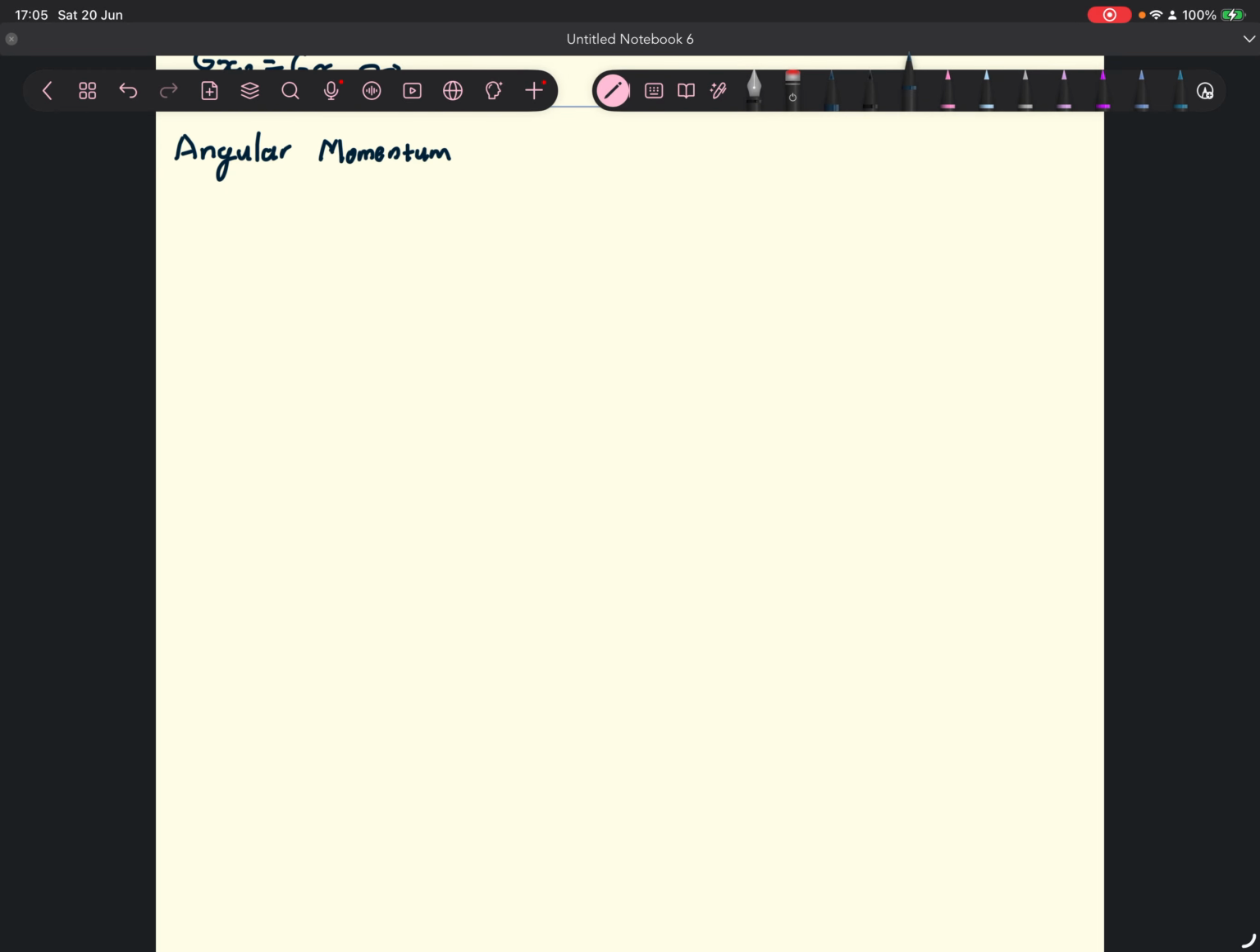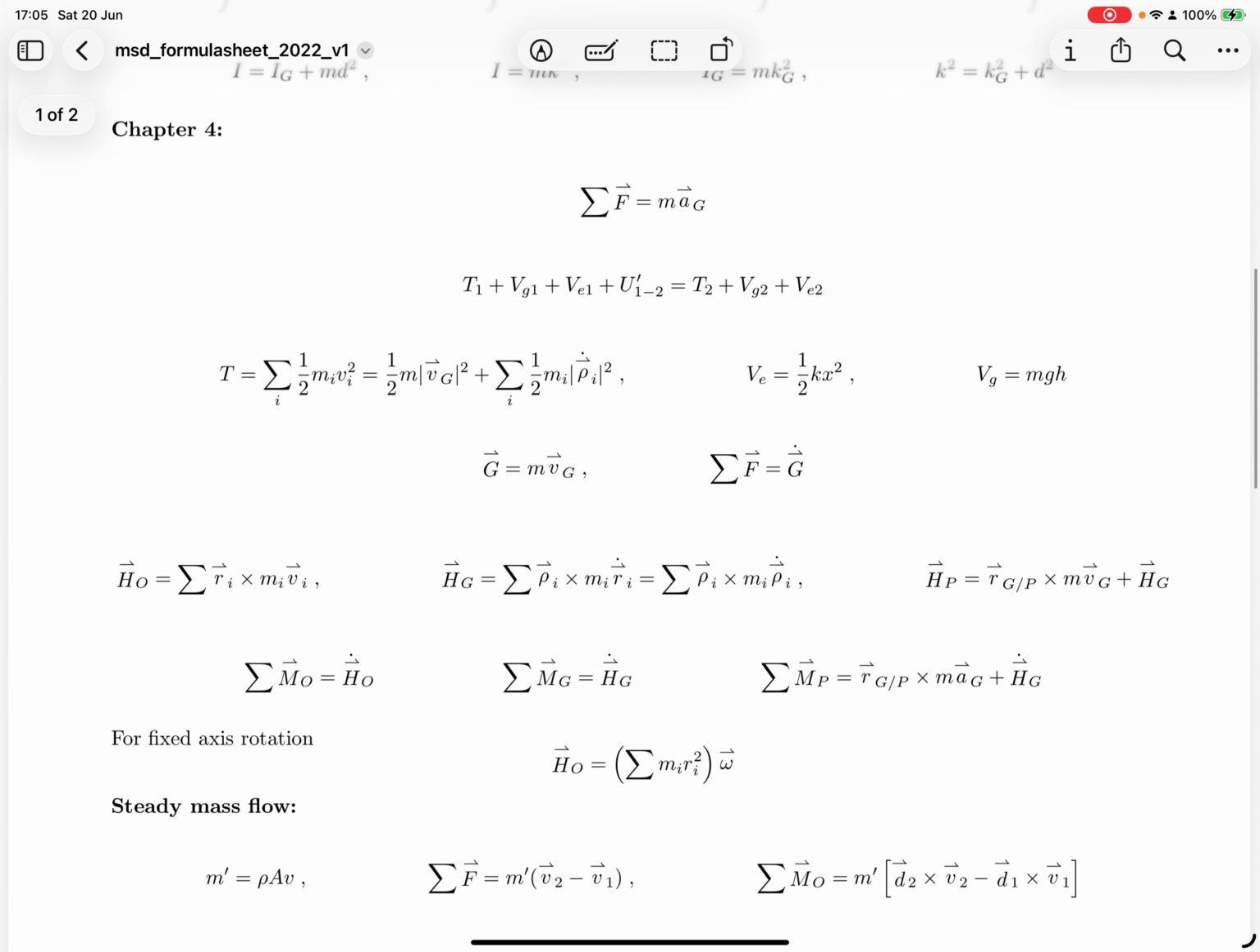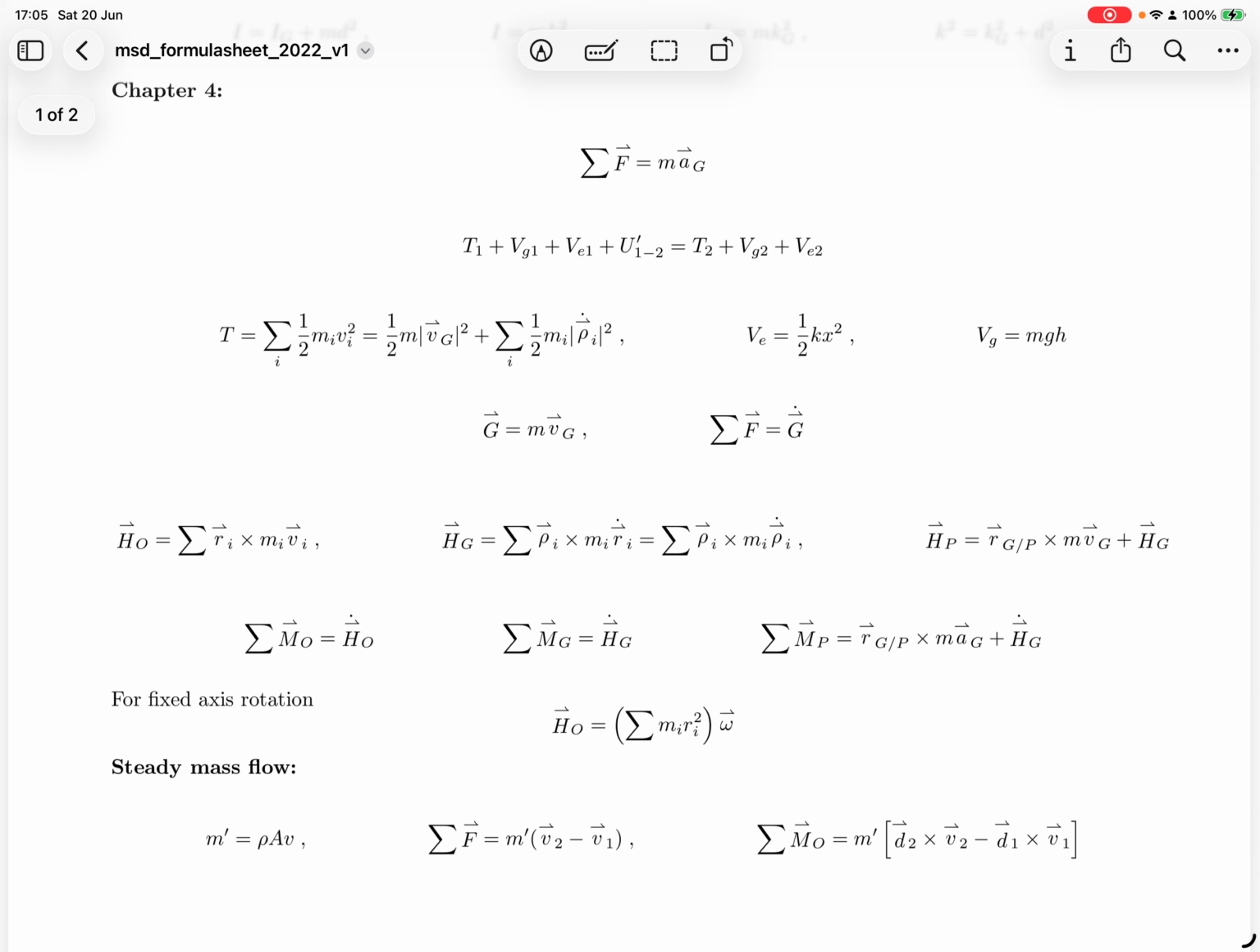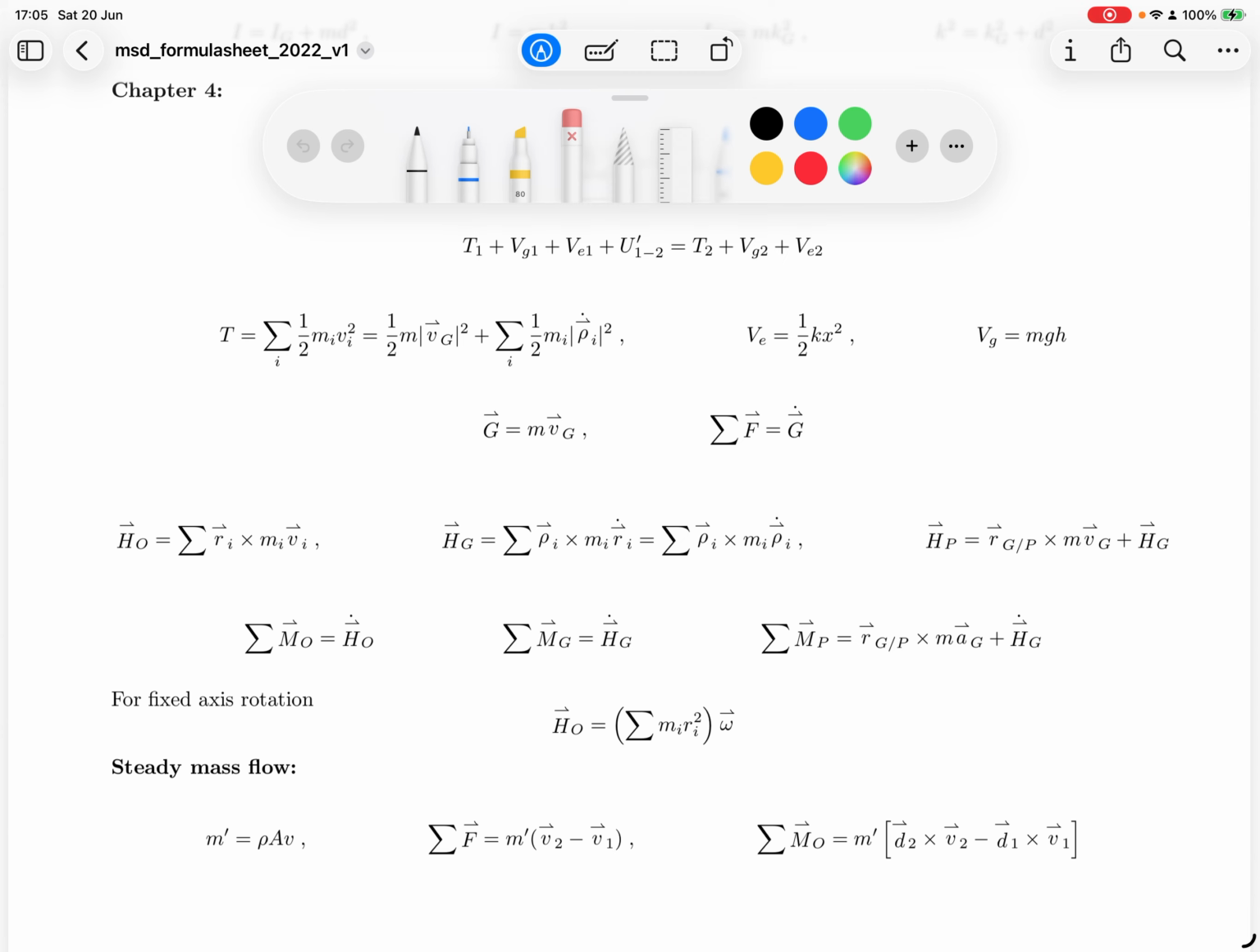Okay, so in this video we're going to look at angular momentum, and if you go into the formula sheet, you'll see that we have this set of equations over here, all the ones with an H, right? All of those are equations for angular momentum, and the H is basically your angular momentum, and then Ri is the position vector from a fixed point.